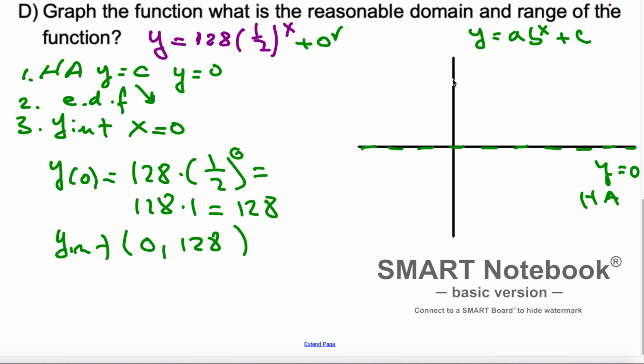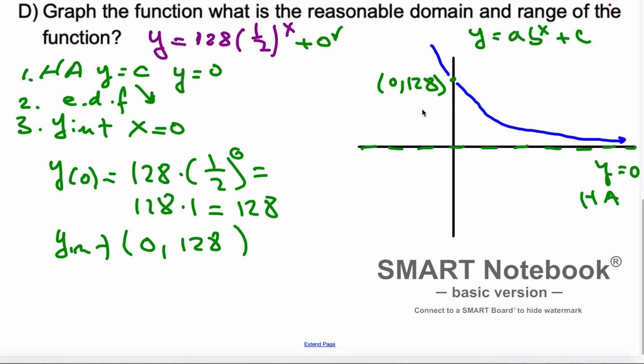So let's imagine here is 128 somewhere, okay? And so this point is (0, 128), this point here. And now the graph of the function is going to go this way. Okay, so it is going to go this way. Approximately, we are sketching. So something like this. And now we want to find the reasonable domain and the range. We already sketched the graph of the function. Now we want to find the reasonable domain and the range of the function.